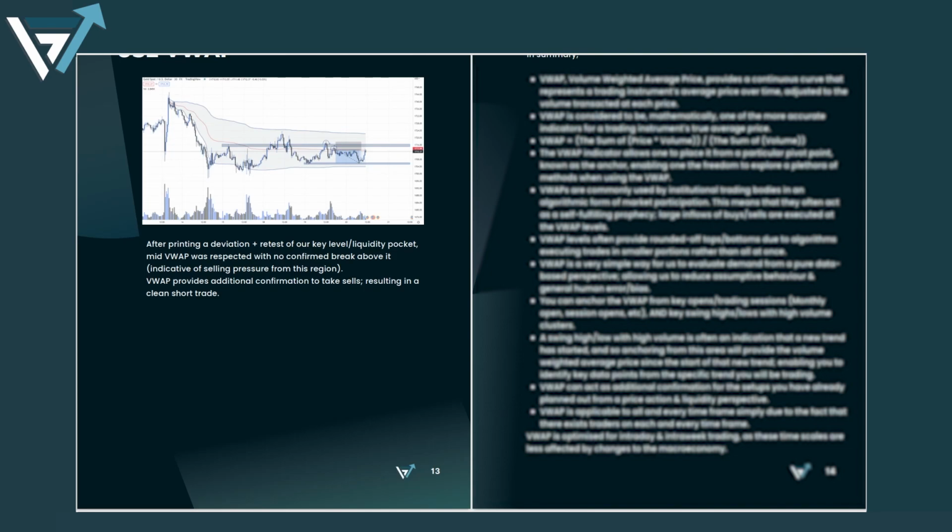You want to use the VWAP as additional confirmation for the setups that you already have planned out. And one of the more important things is VWAP is applicable to all and every time frame because there exist traders, especially at an institutional level, on each and every time frame. However, I believe VWAP is optimized for intraday and intra-week trading because these timescales are much less affected by changes to the macroeconomy.